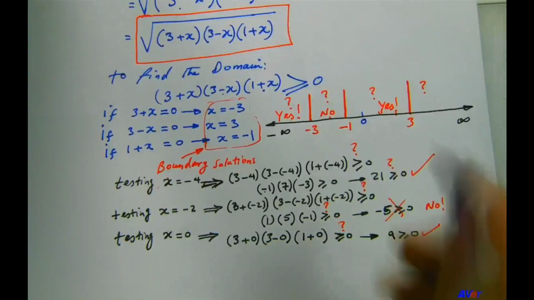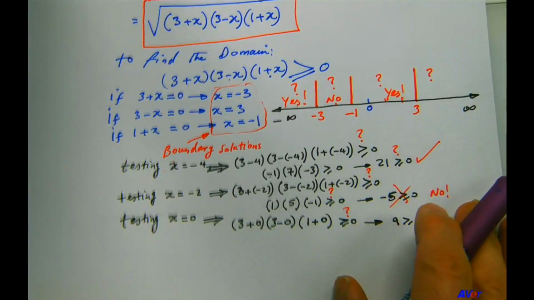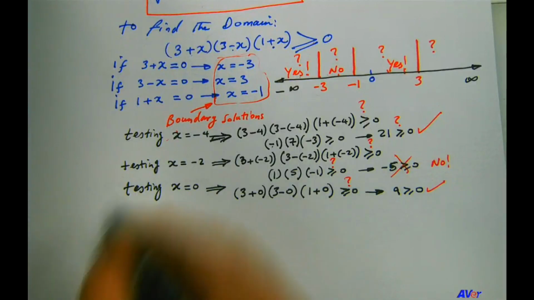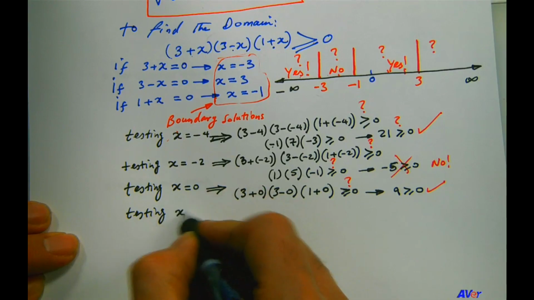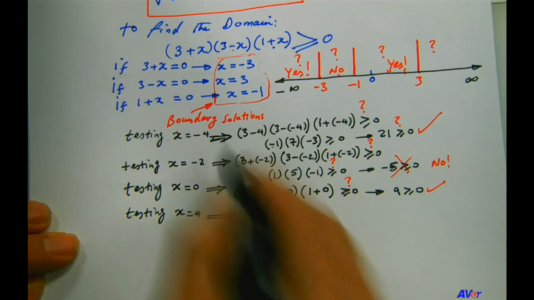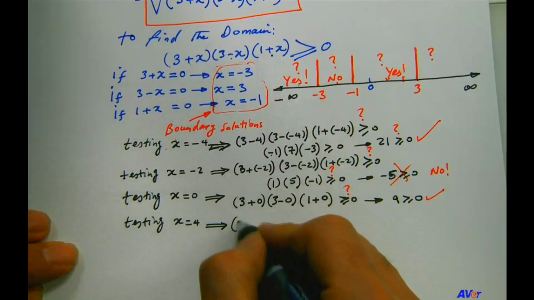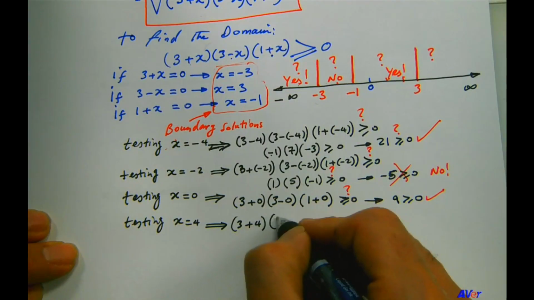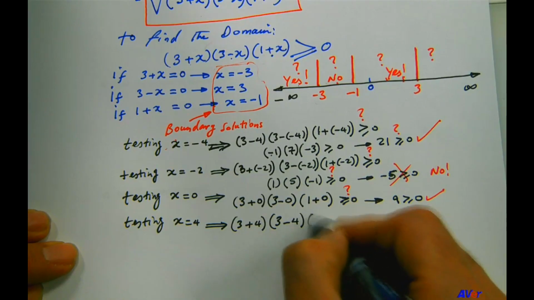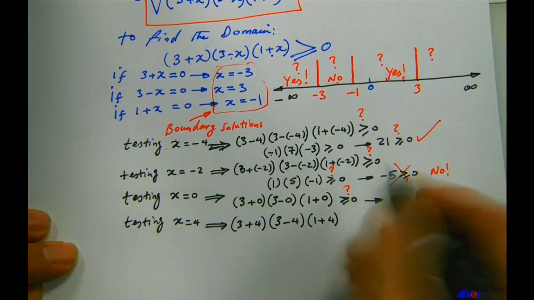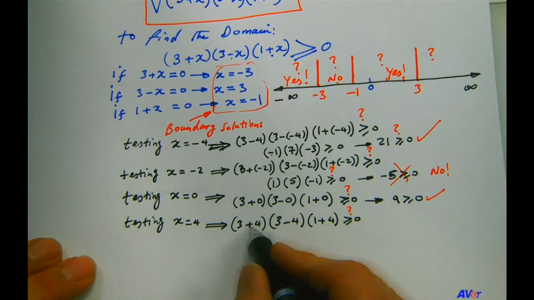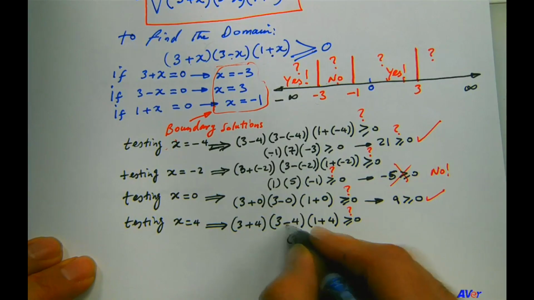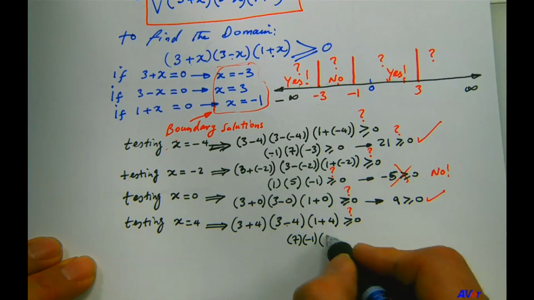Let's pick a number in this region after 3. I'm going to pick an easy number, testing x equals 4, and plugging into this inequality. So we have 3 plus 4 times 3 minus 4 times 1 plus 4. We're asking if the left side is greater than or equal to 0. Let's find out. 3 plus 4 is 7. 3 minus 4 is minus 1. 1 plus 4 is 5.